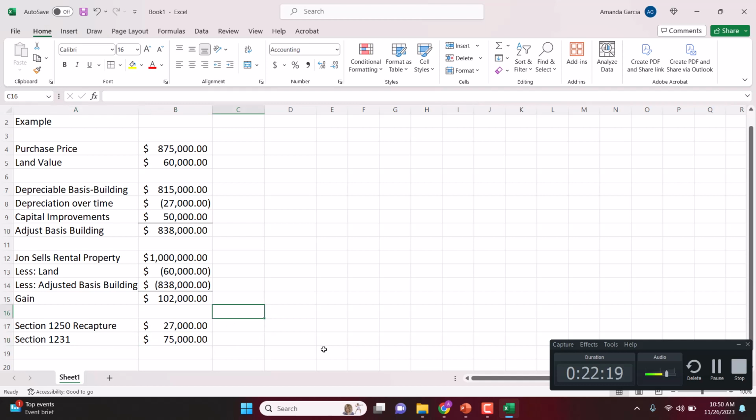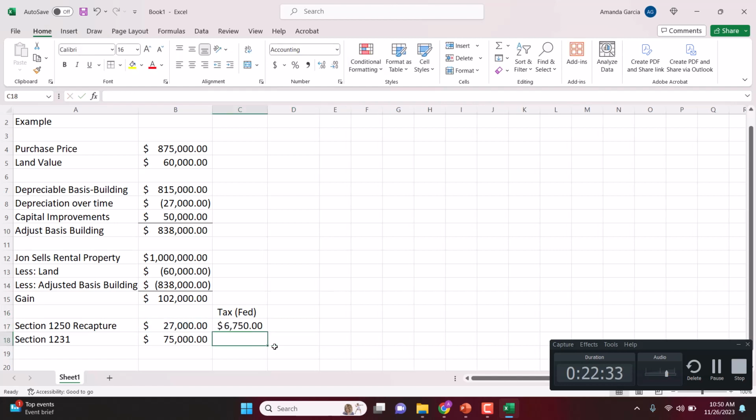How would we calculate the tax? Let's just say that they live in Florida. This is where the rental property is. So recapture is all at 25%, so 0.25. Section 1231 is either 0, 15, or 20. So let's just say John is at the 20% tax bracket.